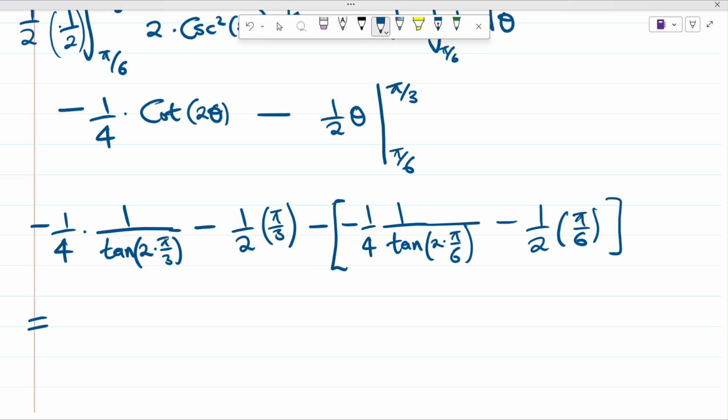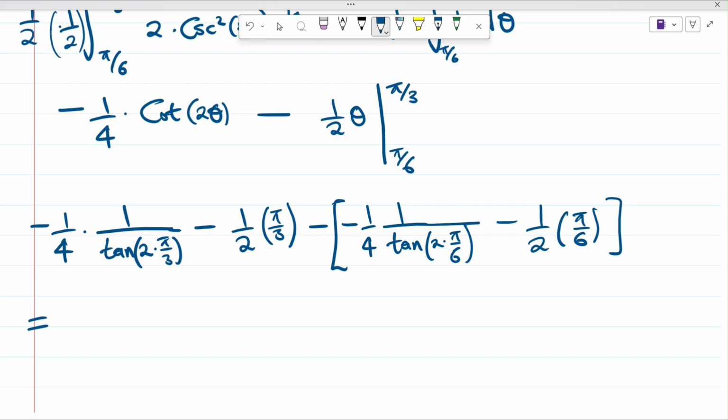So 2 pi over 3 minus 1 over 2 into pi over 3, minus, or I can just say plus 1 over 4 tan of 2 pi over 6, plus again 1 over 2 multiplied by pi over 6.